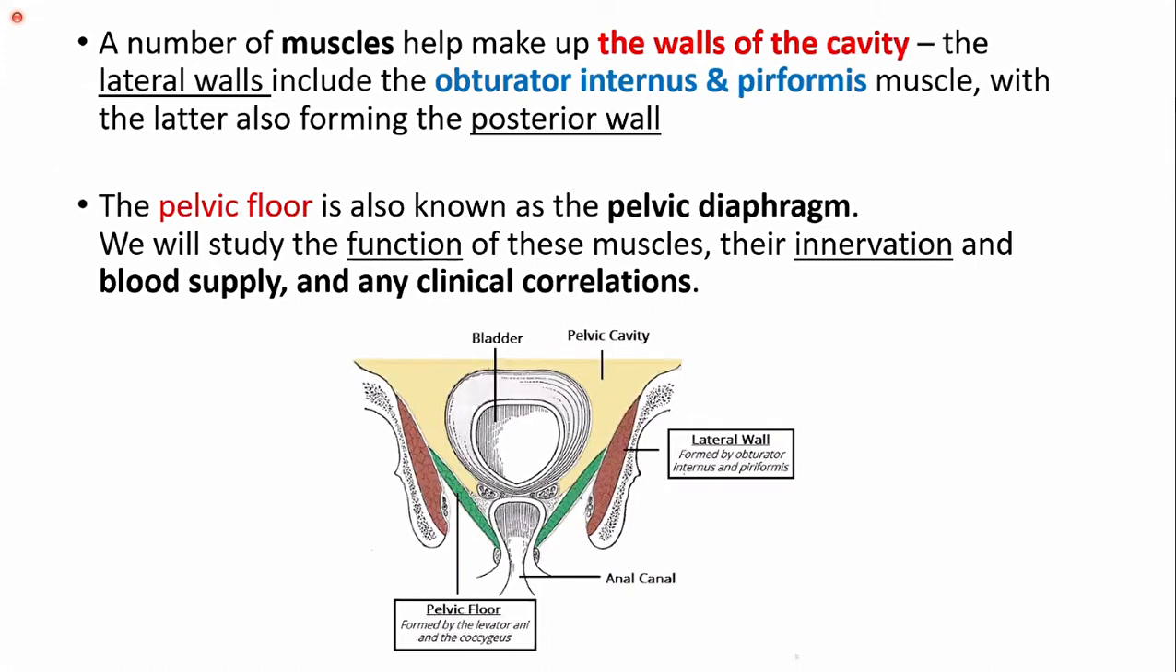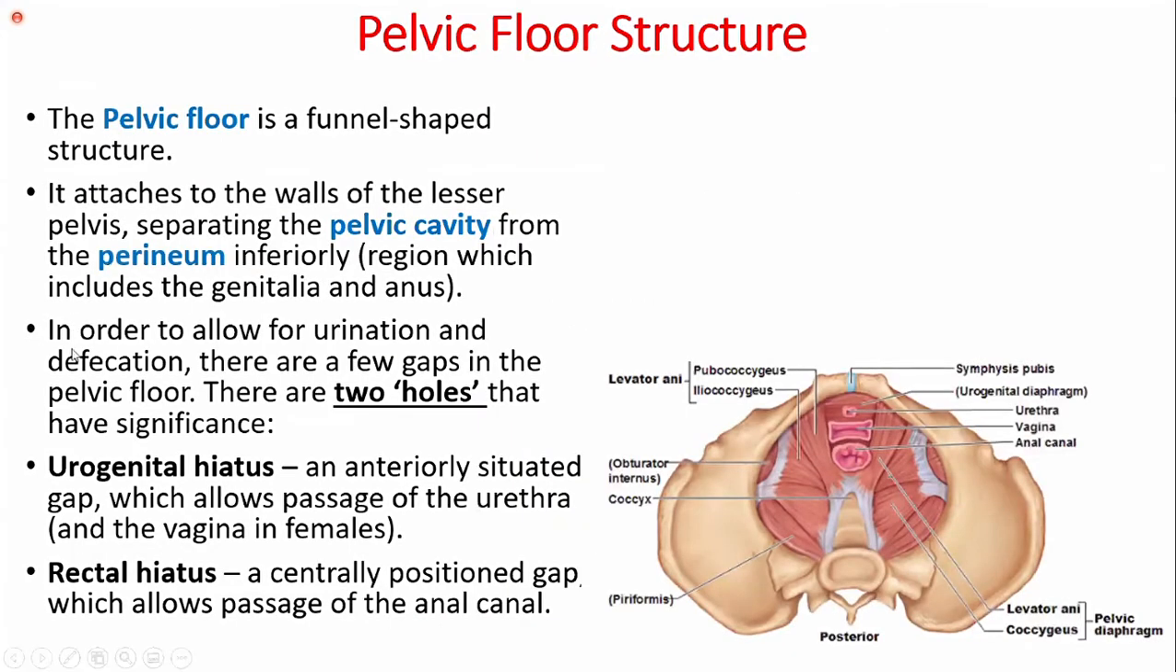The perineum is the area where you have the external genitalia, and between the organs of urination and defecation, this is all suspending the perineum. And in order to allow for urination and defecation, there are two important openings or holes. One we call the urogenital hiatus, and one we call the rectal hiatus.